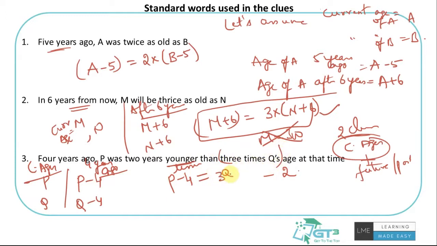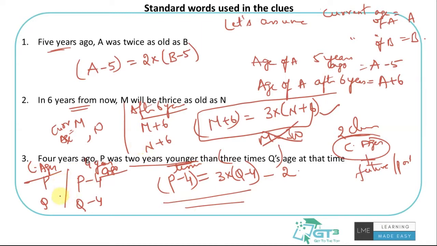3 times Q's age at that time. What is Q's age at that time? It is Q minus 4. 3 times Q's age at that time is 3 into Q minus 4. The minus 2 is coming because 2 years younger, so it's minus 2. P minus 4 is the age of P at that point of time. So P minus 4 equals 3 into Q minus 4 minus 2. This is the maximum you see in terms of clue complexity. So just make sure you understand this, right? It's simple once you get these points clear.